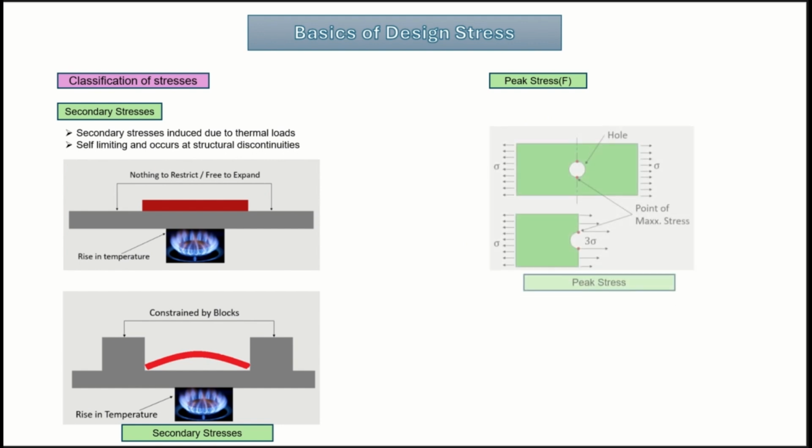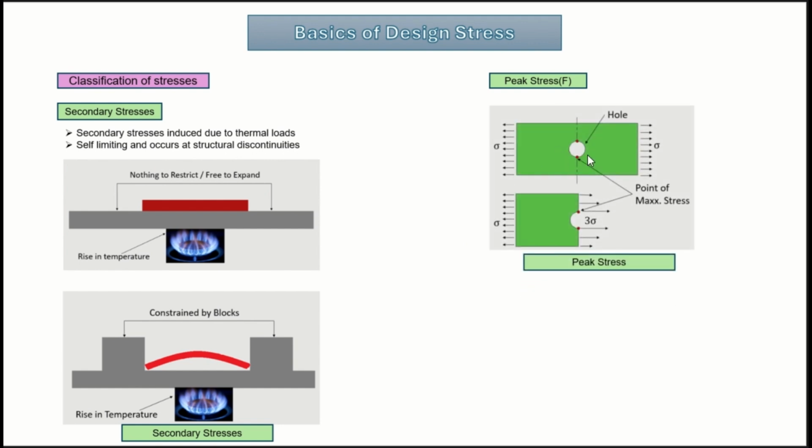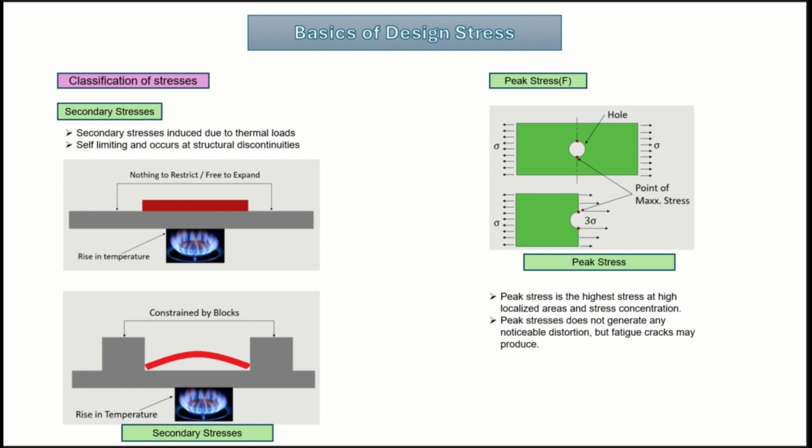These peak stresses we generally observe at stress concentration areas like holes, nozzles, and notches. At these areas, we will face high stresses. Generally, peak stress is the highest stress, at highly localized and stress concentration areas. This peak stress does not generate any noticeable distortion, but fatigue cracks may be produced. It will not create permanent deformation, but there will be some crack-like deformations, which are repairable. And we are required to calculate these peak stresses only for vessels in cyclic loadings, not for other loadings. This is clearly mentioned in the Division 1 code, guys.